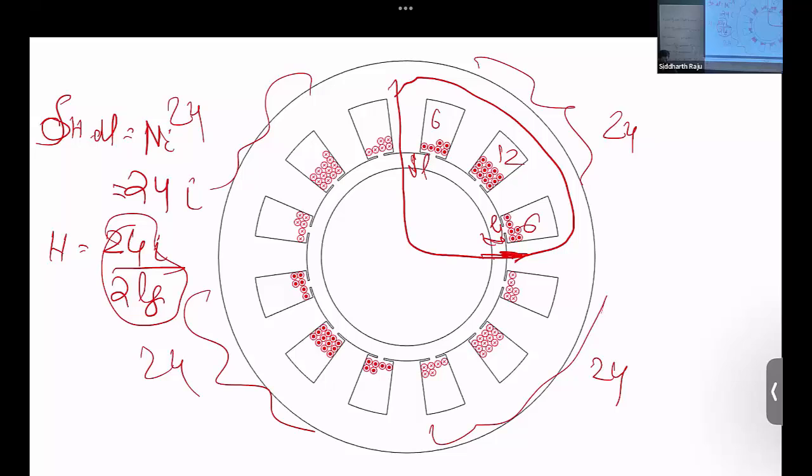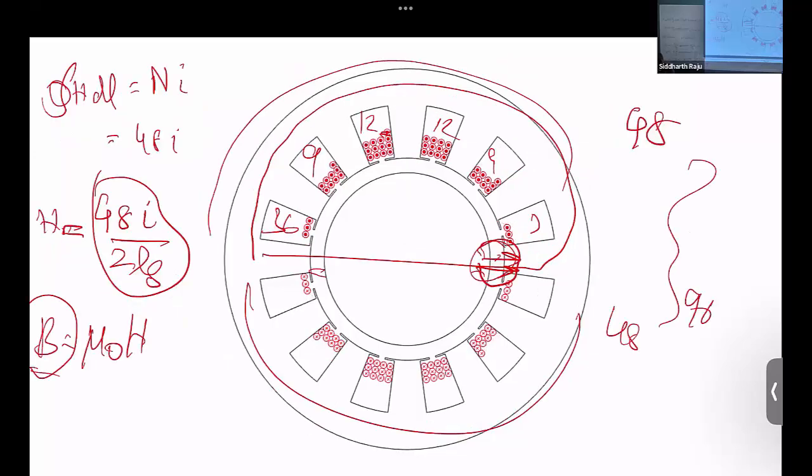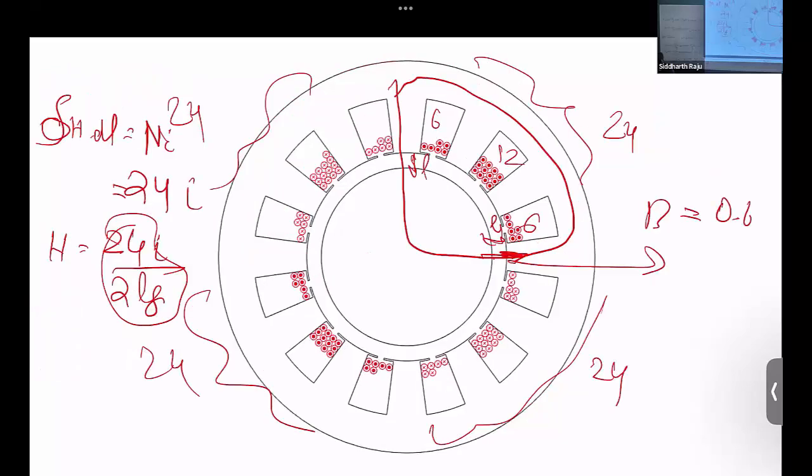What is it going to be? In the previous case, let's say B here was 1.2 Tesla. What will it be here? Half of it. So, sorry, I shouldn't have asked H, it's B. So here the B, let's say, was 1.2 Tesla. Here the B is going to be exactly half of it, 0.6 Tesla, because my H got halved. Mu naught times H is my B.